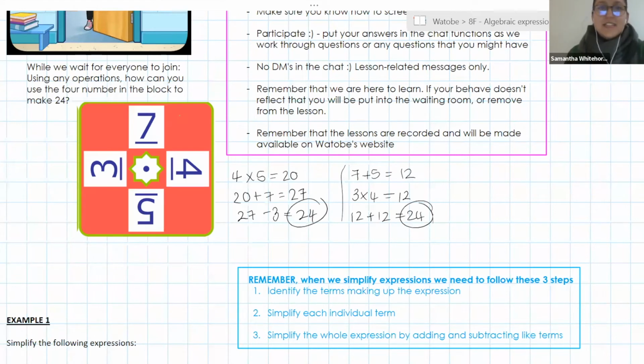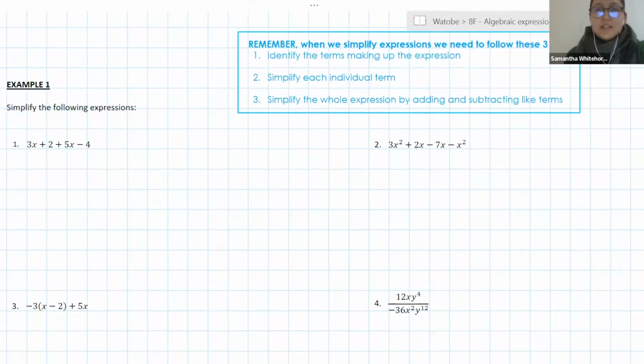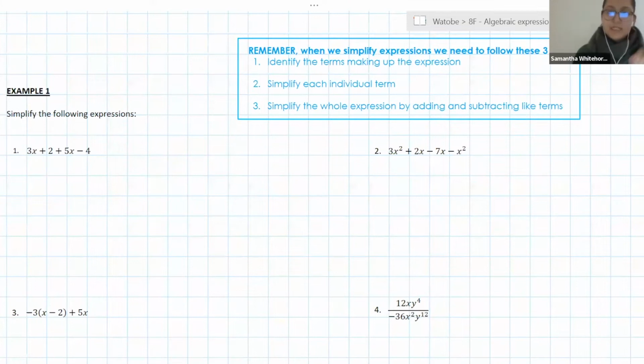Alrighty, so let us get started with our simplification. Like I say, don't stress about getting the questions down. We're going to do each one so you will get them.